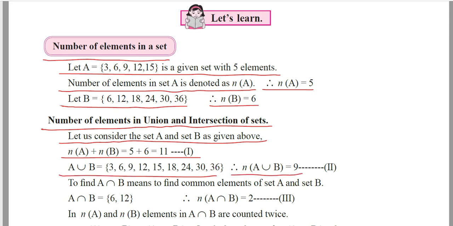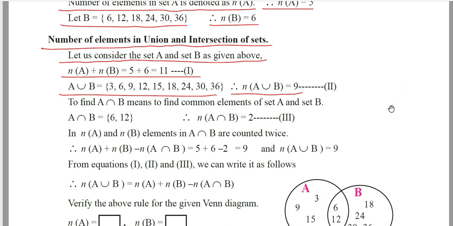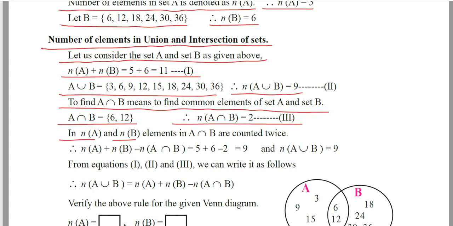n of A union B. n of A union B is 9. To find out n of A intersection B, what does it mean? The common elements. How many common elements are there? 2 elements. That is 6 and 12. Therefore, n of A intersection B is 2.